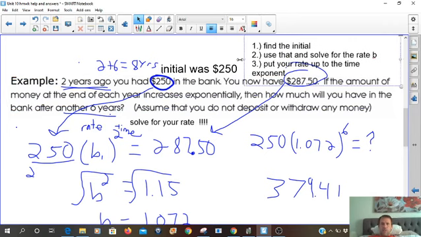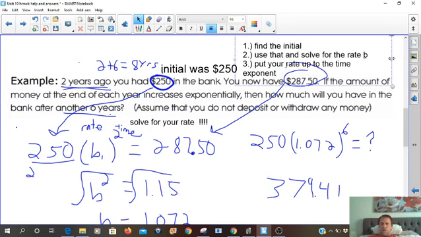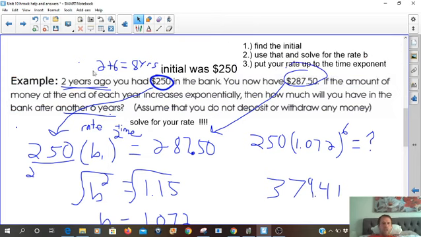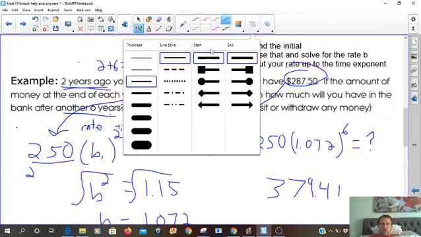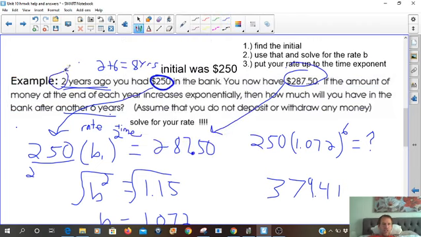Right, up to your time exponent there. Awesome. Okay, so in this case they tell us 2 years is our time. And that's actually going to make a difference in this problem because 2 years ago is when this happened. And so that means we're going to divide by 250 to solve for B.